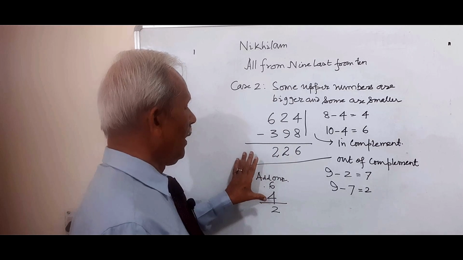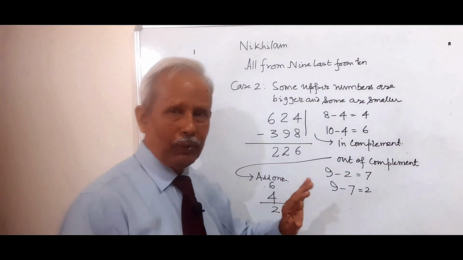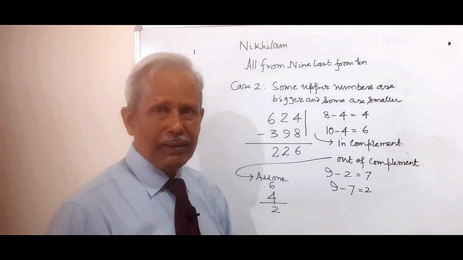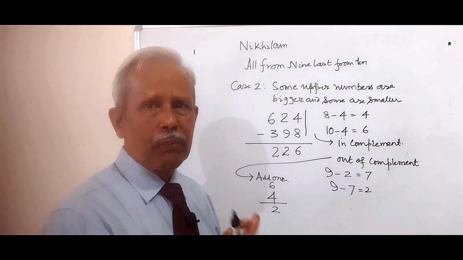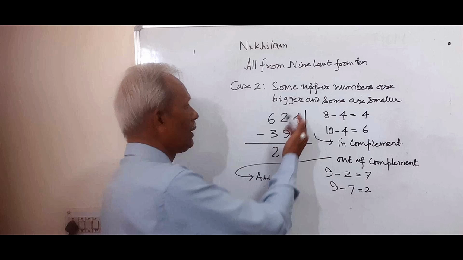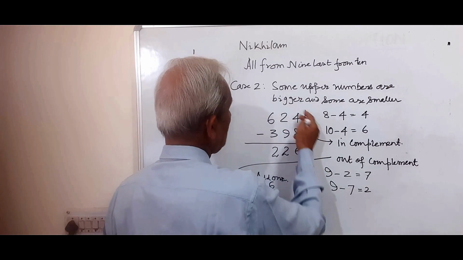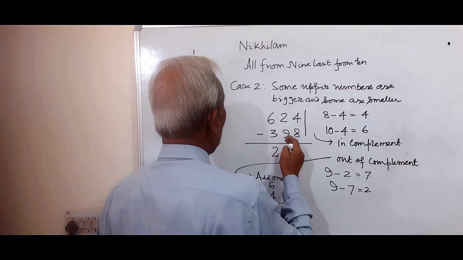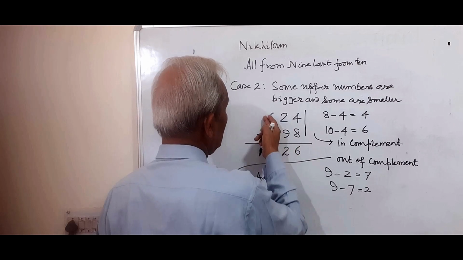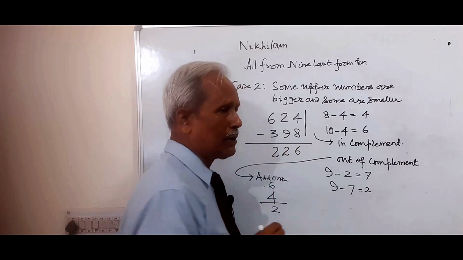You will see later on when you understand this, things are very easy, because you are not to carry anything at all. That concept of carry is already absolutely gone. You have not carried anything. 10 minus 4 is 6. And then 9 minus 7 is 2, and then 3 plus 1 is 4, 6 minus 4 is 2. 226. That's all.